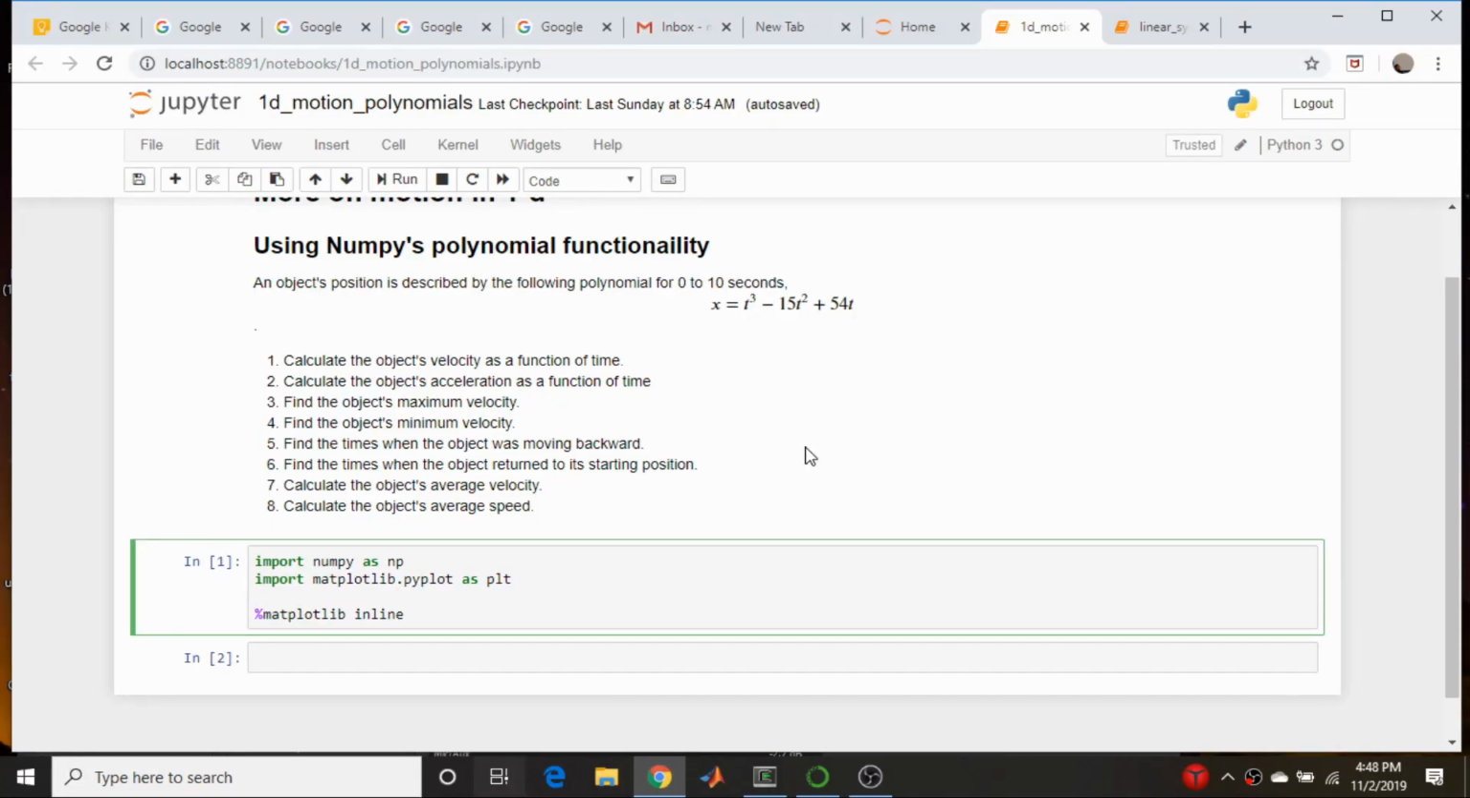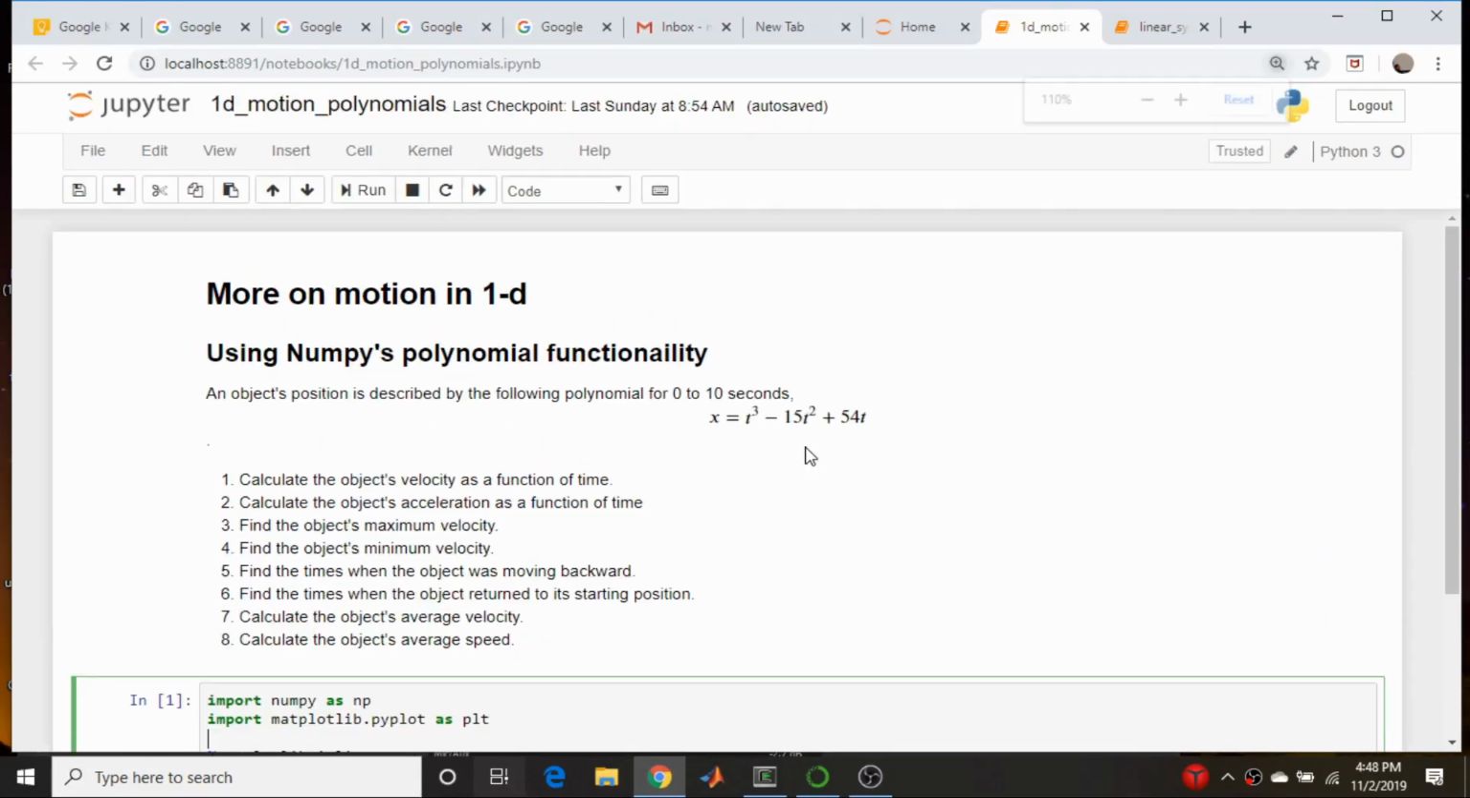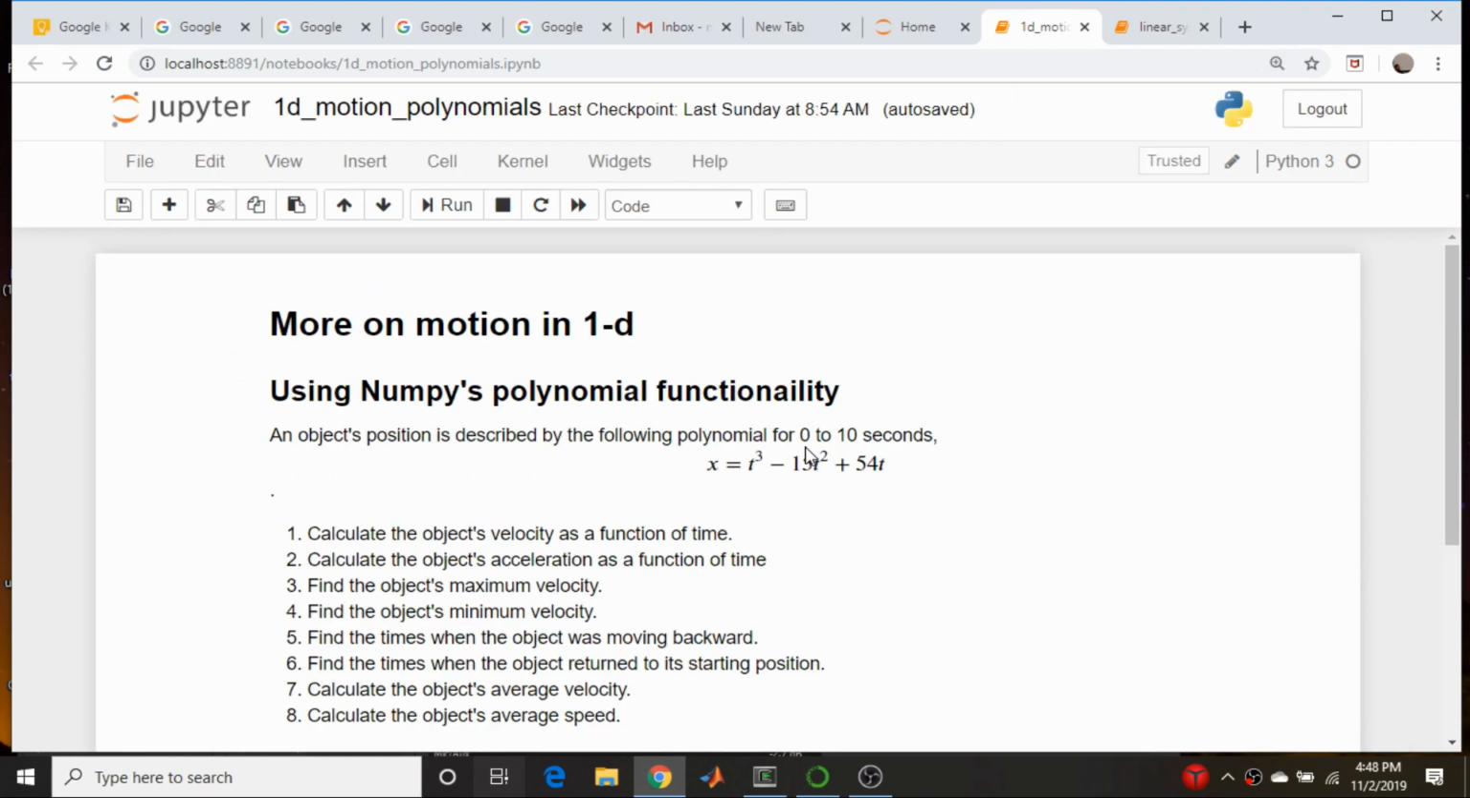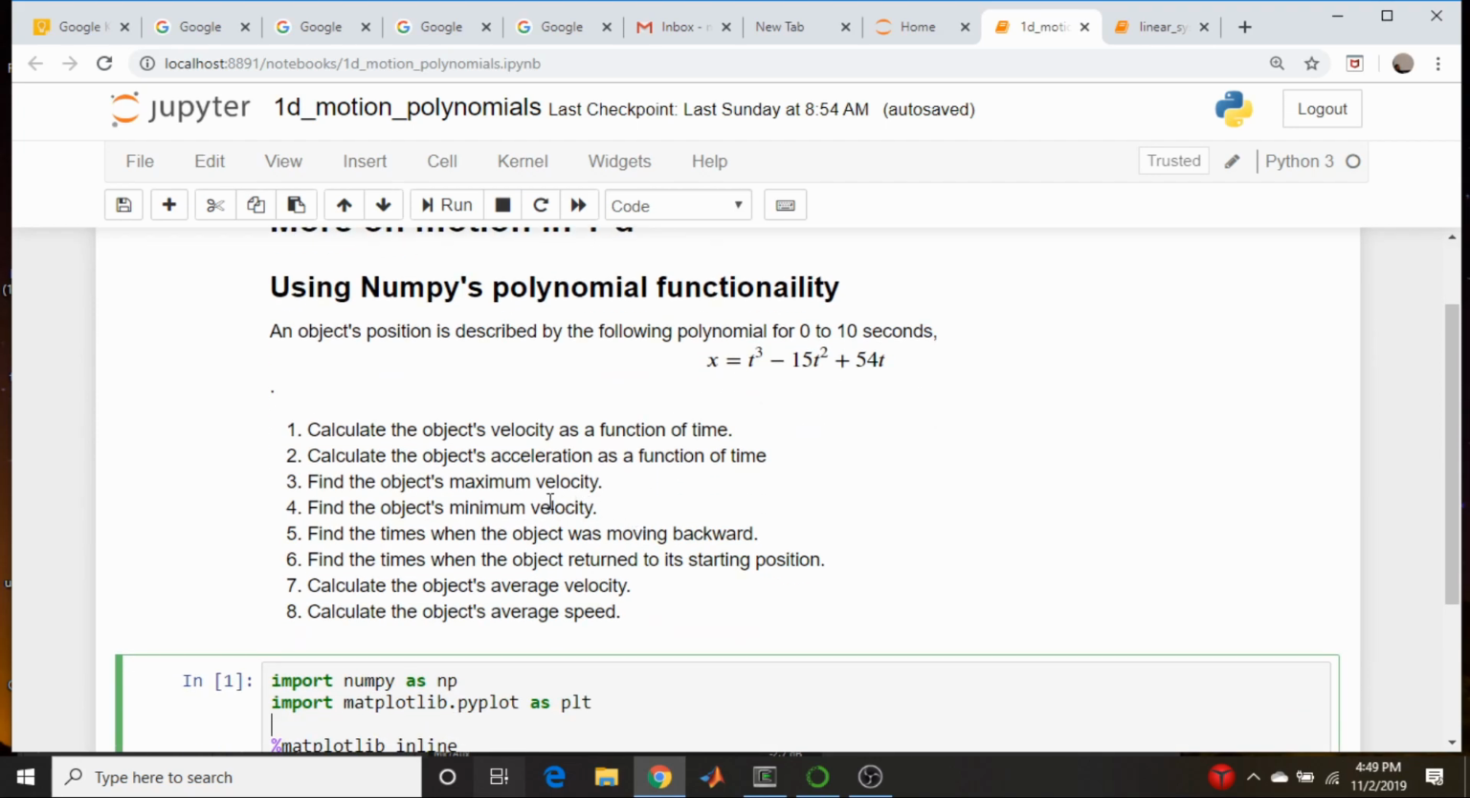So let's go on over to the notebook and let's zoom in a little bit as usual. The problem is the position of an object is given by a polynomial here, and it's a third-order polynomial with a cubic term, quadratic term, linear term, and no constant term. The questions we're being asked are to calculate the velocity as a function of time, the object's acceleration as a function of time, max and min velocity, the points where the object is moving backwards.